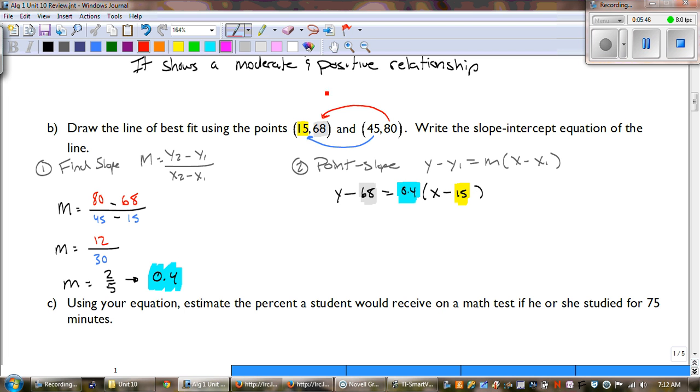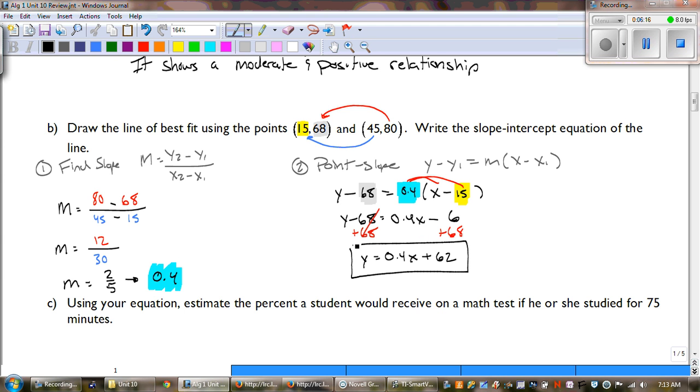Okay, so we have to distribute, and we get y minus 68 equals 0.4x minus, you should have gotten 6, and then we have to add 68 to both sides. And then we get y equals 0.4x plus 62. And that's our equation.